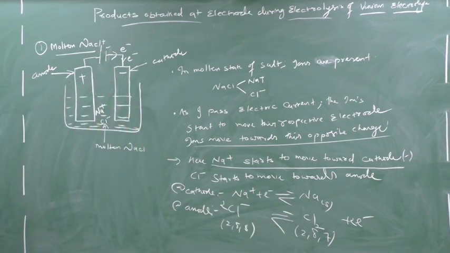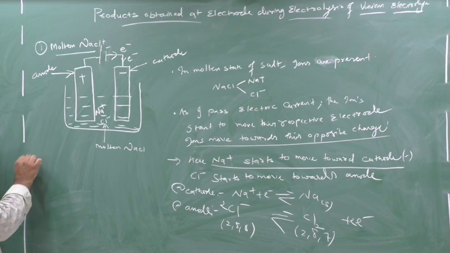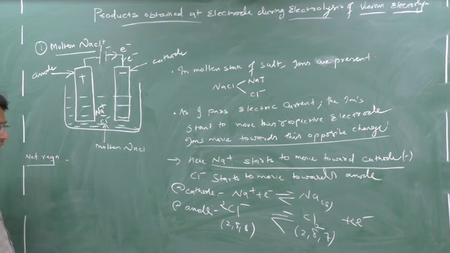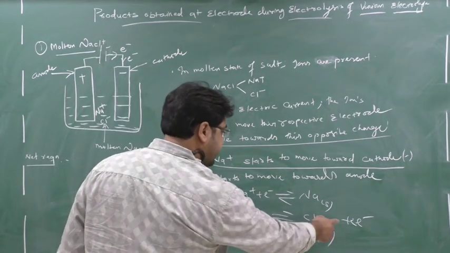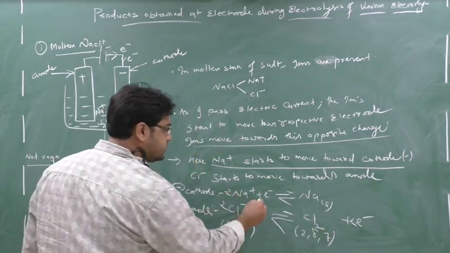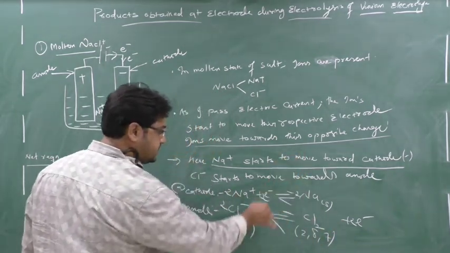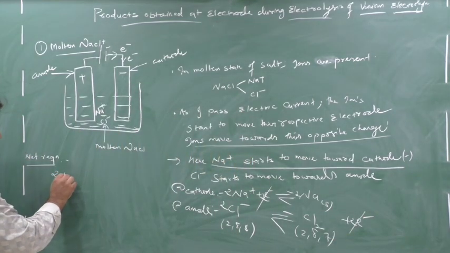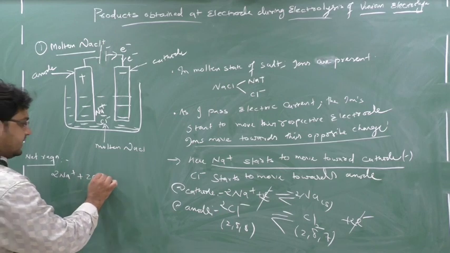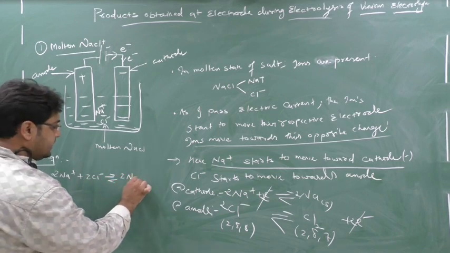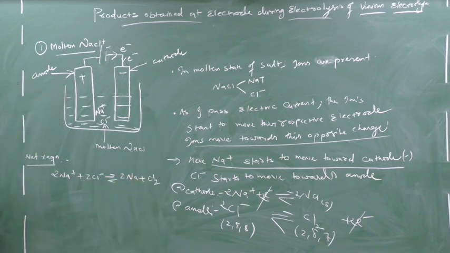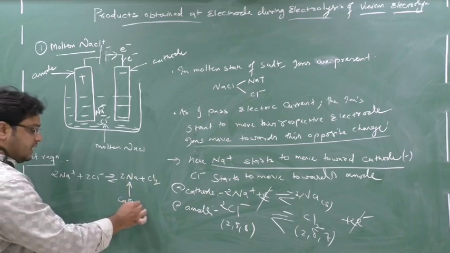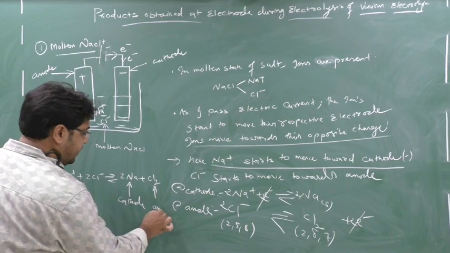Clear this part? So if I write down the net reaction here, what will I get? If I multiply by 2 the electron here, in the redox reaction the 2 electrons get cancelled, and the answer will be 2Na+ plus 2Cl- gives what? 2Na plus Cl2. Clear? So this product is obtained at the cathode, and this product is obtained at the anode.